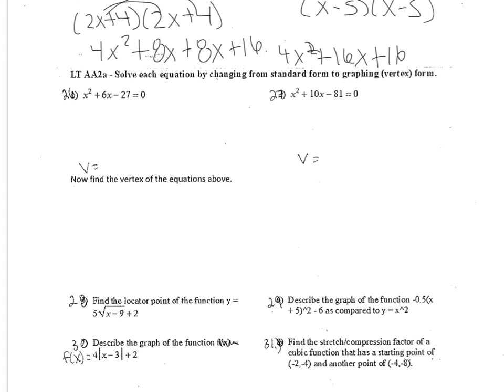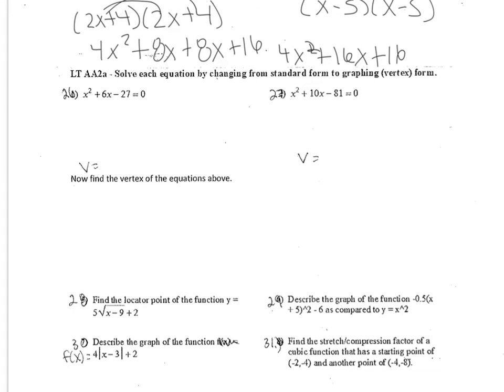Okay, so this next one talks about changing it from standard form to graphing vertex form, and that's when we complete the square. So the first thing we need to do is take our middle b term and divide it by 2, and we get 3, and then we're going to square it, and that's 9. Then we're going to do x squared plus 6x plus 9 minus 27 minus 9.